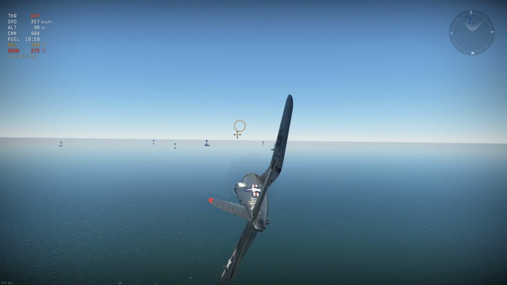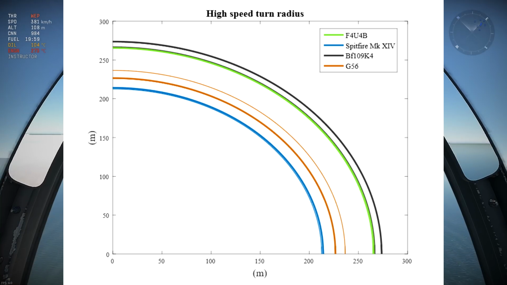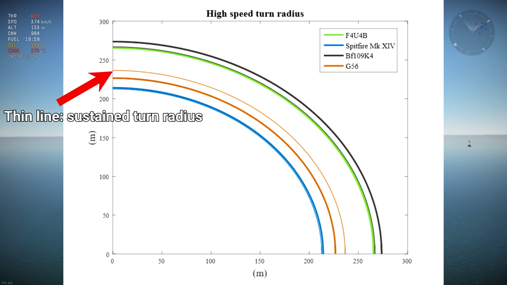In a medium high-speed turn starting at 550 km per hour, it essentially repeats the same result as the sustained turn radius. The smaller line is the sustained turn radius, while the thicker line is the high-speed turn radius. The G56 has a small improvement in turn radius, while the K4's turn radius becomes slightly worse, and the Spitfire and F4U-4B's radius don't change.